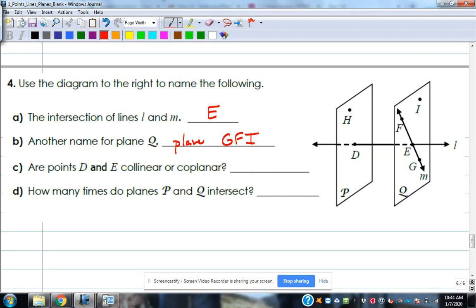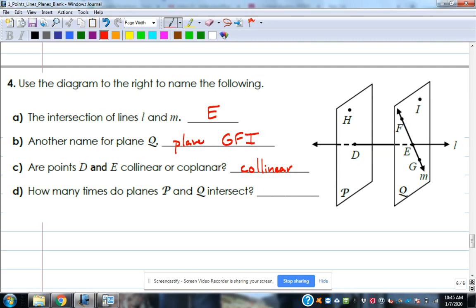Are points D and E collinear or coplanar? Collinear, but not coplanar. Because point D is on plane P and point E is on plane Q, so they're definitely not coplanar. Collinear they are. How many times do plane P and Q intersect?